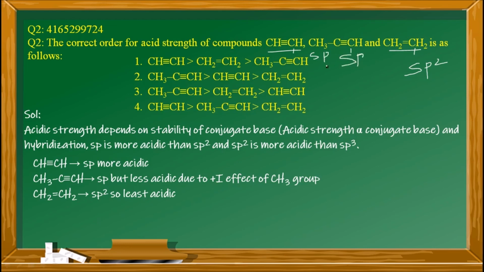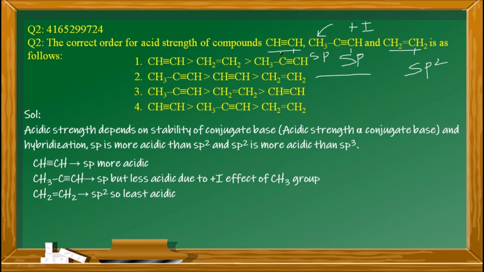So when you compare sp versus sp2, which is more acidic? Yes friends, sp hybridized compounds are going to be more acidic. But when you compare acetylene with methyl acetylene, which is going to be more acidic? Yes friends, here comes the electronic factor, that is the substituent effect. If the substituent is a -I effect group, then the acidity increases. If the substituent is a +I effect group, then that compound's acidity is less than the other compound. What is this methyl group? Here methyl is substituted. This is nothing but a +I effect group. A +I effect group decreases the acidity of the compound.